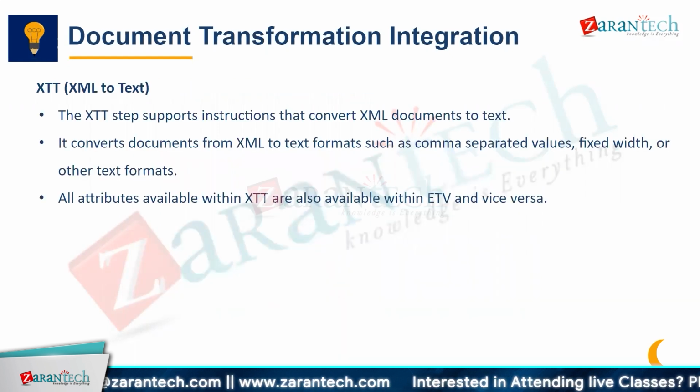So XCT, XML to text. The XCT step supports instructions that convert an XML document to text. It converts a document from XML to a text format such as comma separated values, fixed width, or other text format. All attributes available with XCT are also available with ETV and vice versa.